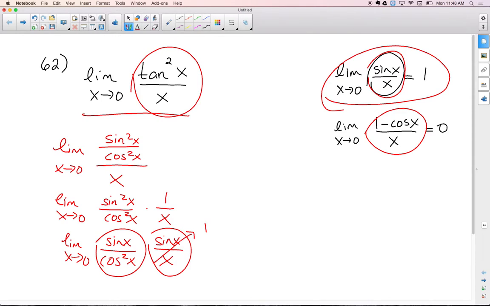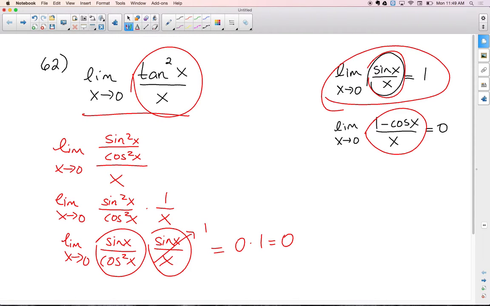Now, I'm willing to bet direct substitution works. Try it. Plug 0 on top, you're going to get what? 0. That's fine. I don't care about 0 on top. It's the bottom I care about. What's cosine of 0? 1. What's 1 squared? 1. What's 0 divided by anything? 0. So 0 times 1 is what? So you have 0 times 1, which is just 0. That's how you do it.